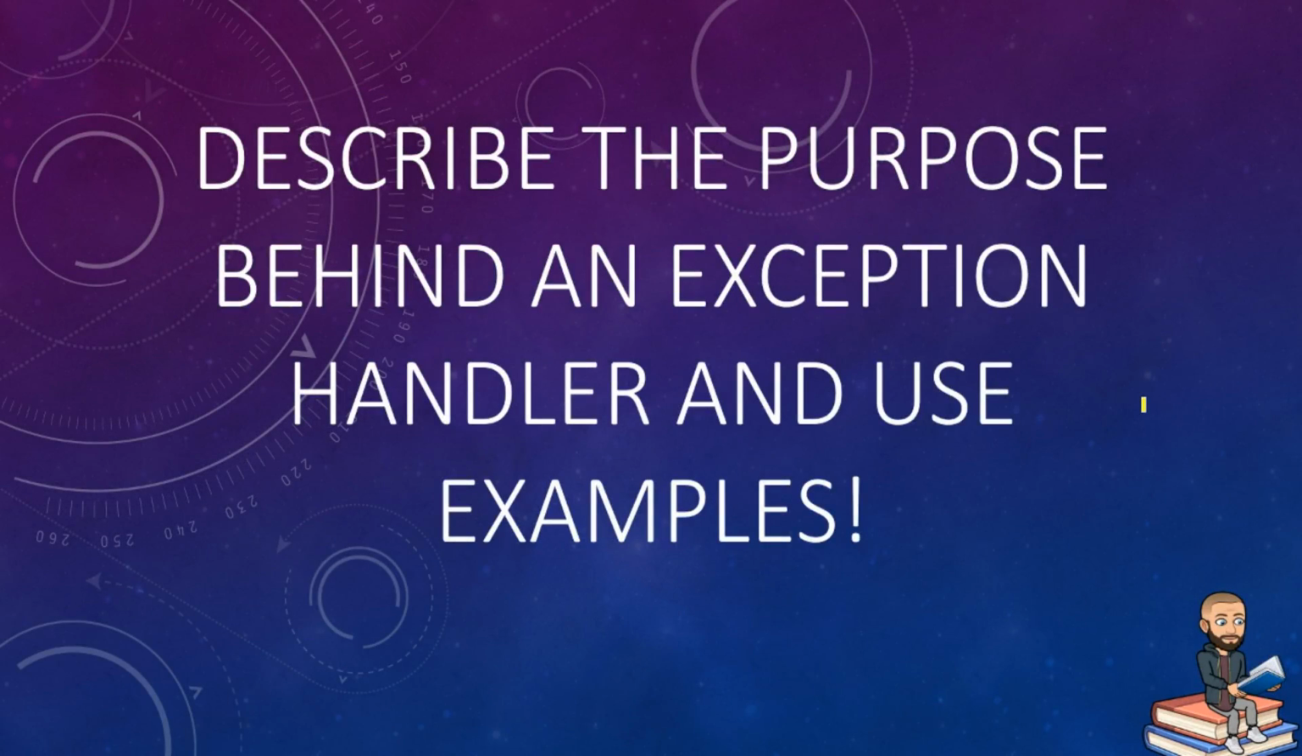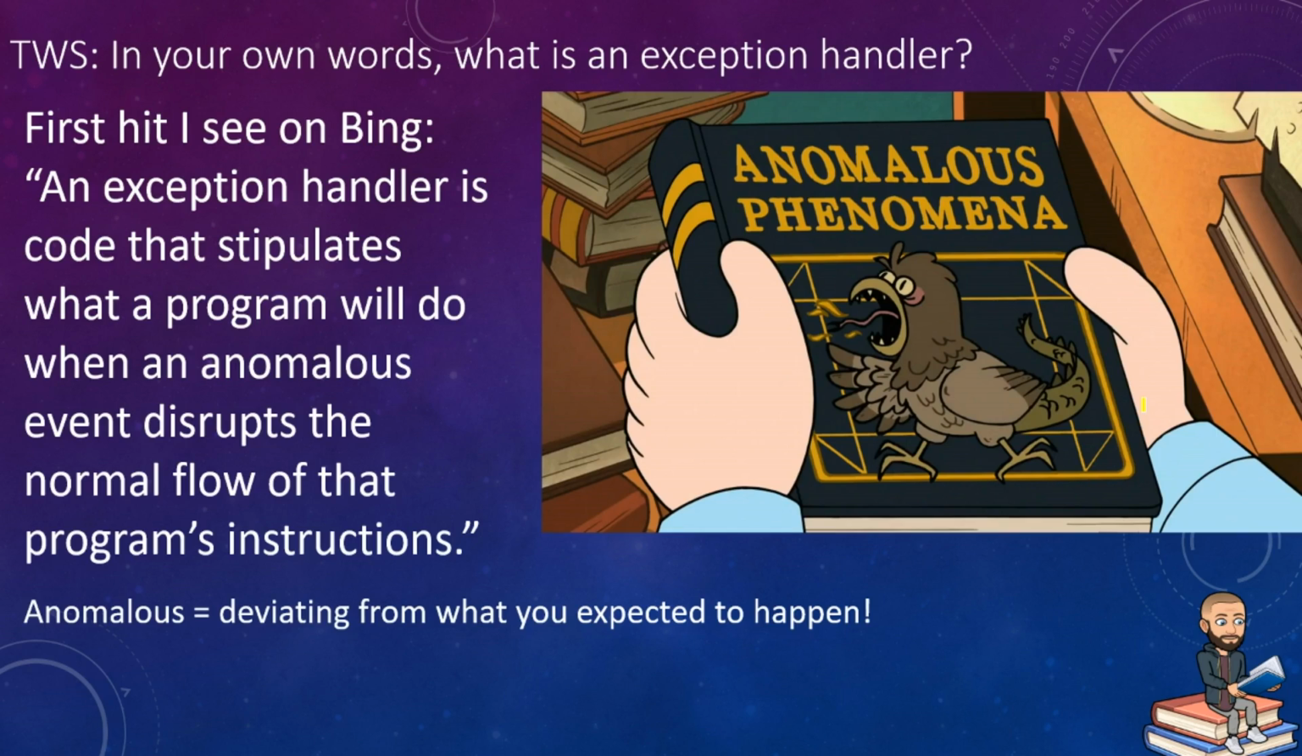The objective of this video is to describe the purpose behind an exception handler and use examples. So the first hit I see on Bing when I search for this is: an exception handler is code that stipulates what a program will do when an anomalous event disrupts the normal flow of that program's instructions. Anomalous, that is, deviating from what you expected to happen, will need to be taken care of. And the thing that takes care of it is an exception handler.